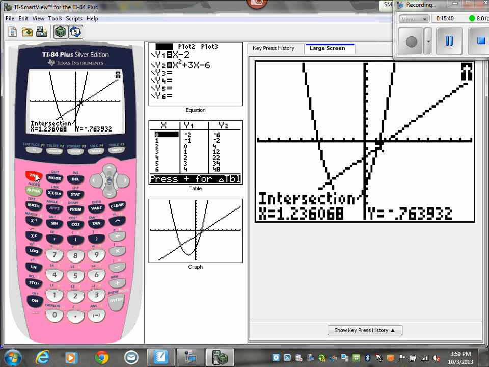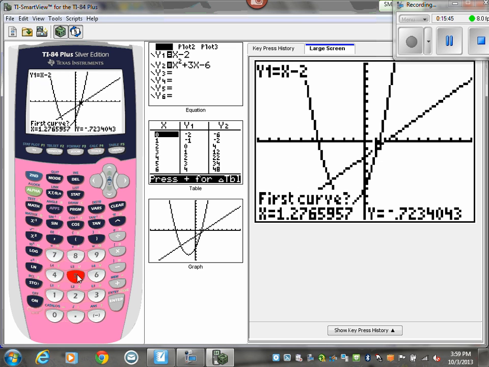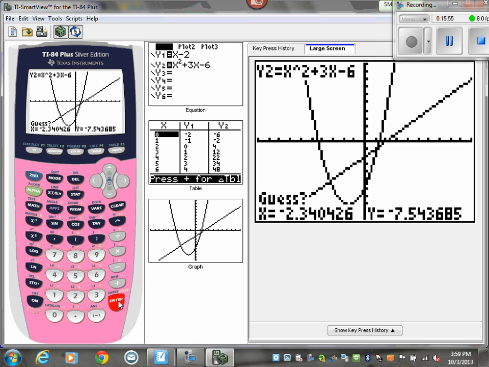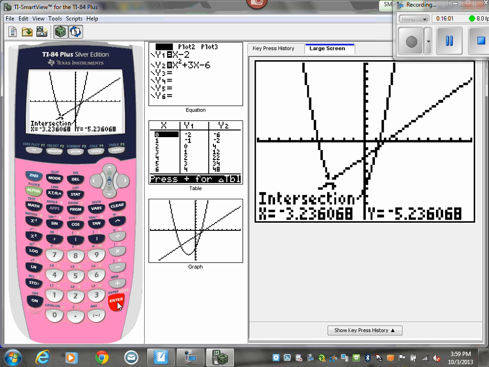Going to do it again, go back to second calculate, down to number 5. This time I've got to move it all the way over to the other intersection spot. Close enough, probably. Second. And I'm going to slide it just a little bit closer for my guess. And there it is, negative 3.236. Okay. So again, same answers. That was the negative 1 minus the square root of 5.